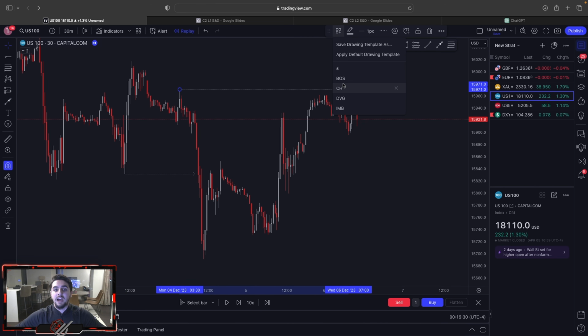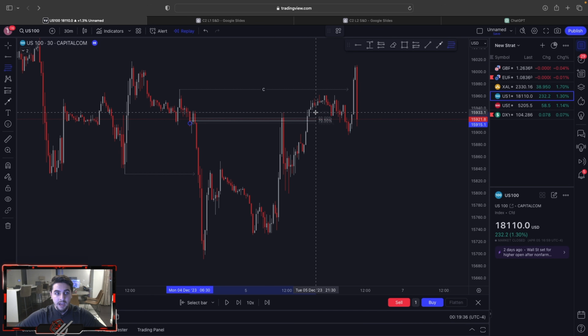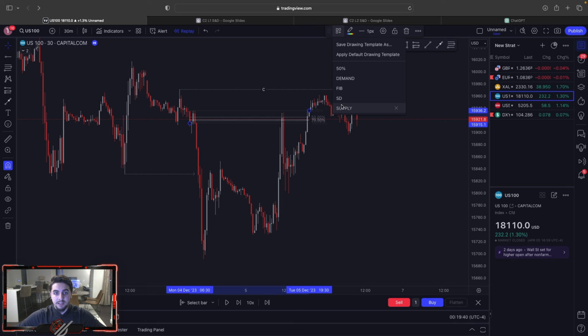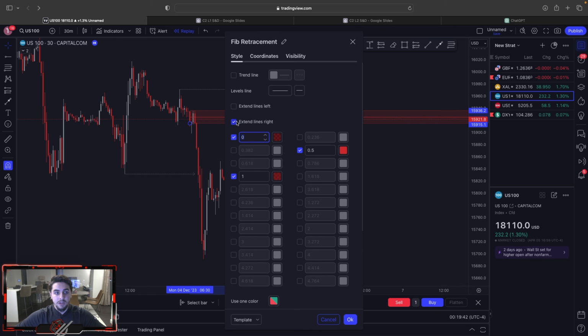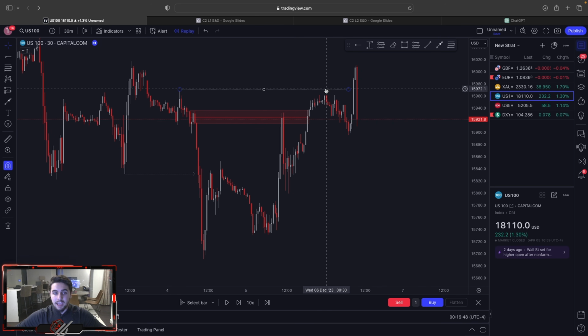This right here is what we would identify as our change of character. Not only that, this was also a previous level of supply that price has completely violated. Okay, so if I just mark that out, remove the extension, price has violated through this level of supply and taken out this high, confirming that shift in trend.